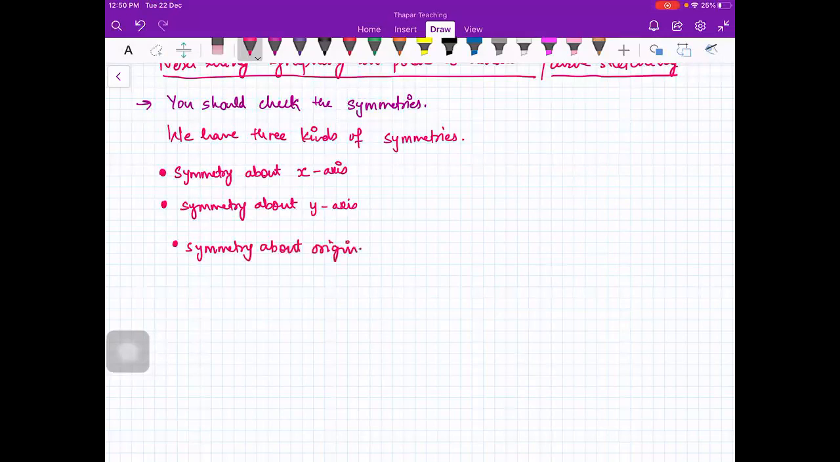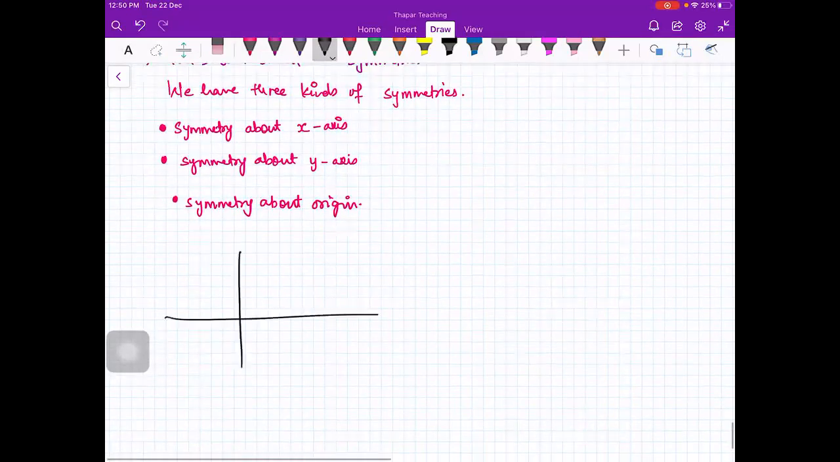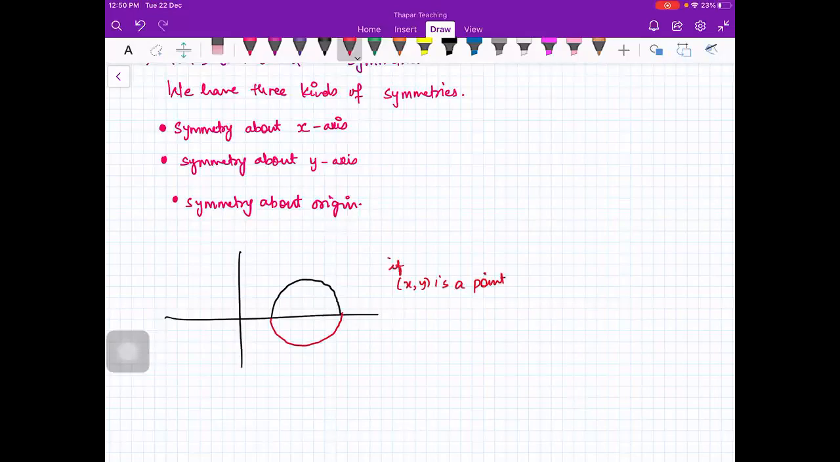What is the meaning of symmetry about x-axis? It means that the graph looks exactly the same above the x-axis and below the x-axis. Got it? Is that thing clear? Symmetry about x-axis means if x comma y is a point on the curve, then x comma minus y is also a point on the curve. This is the meaning of symmetry about x-axis. Is that thing clear to everybody? Yes, ma'am.